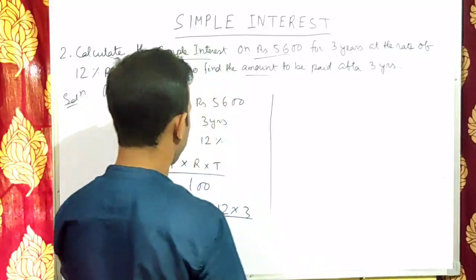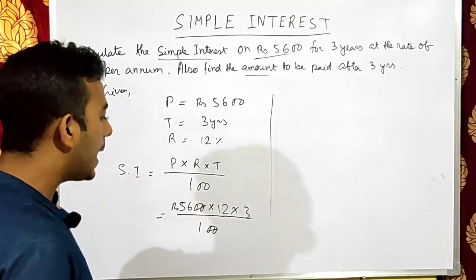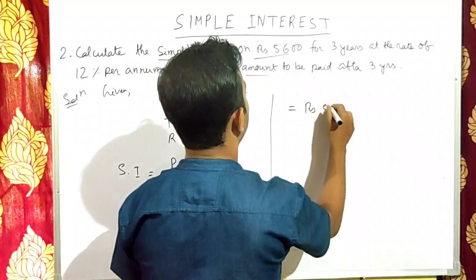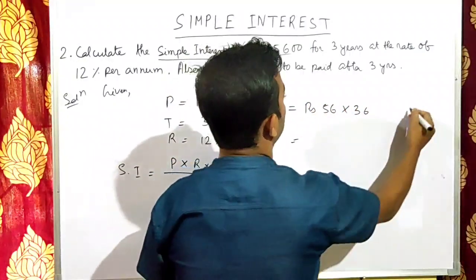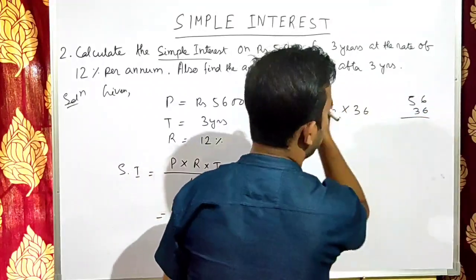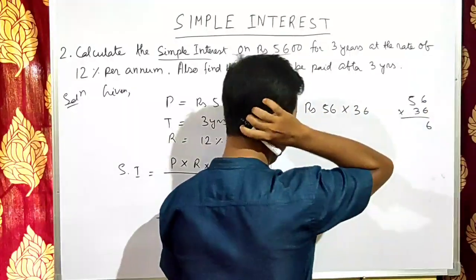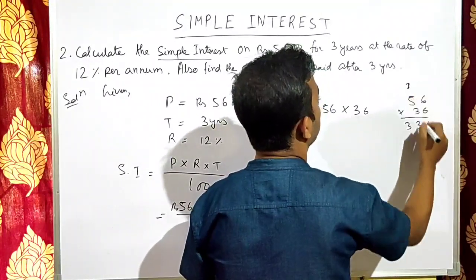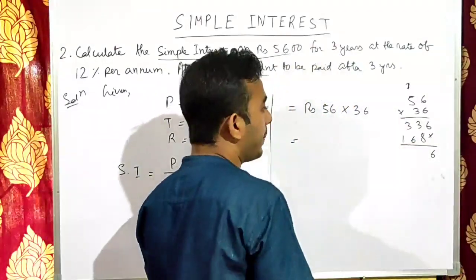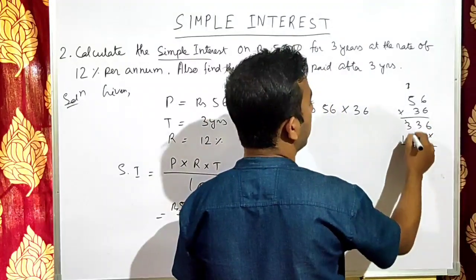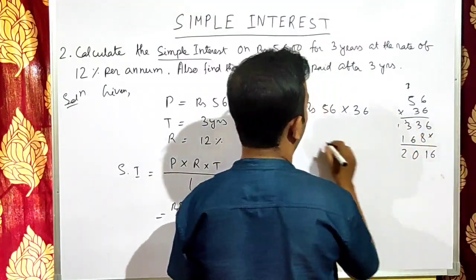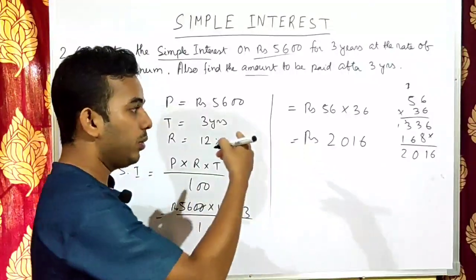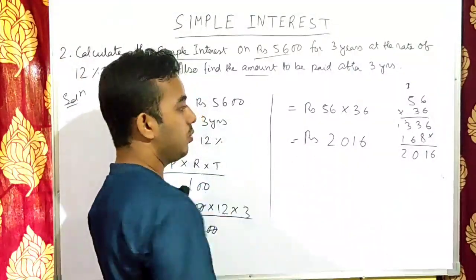So 12 into 3 is how much? 12 into 3 is 36, isn't it? 12 into 1 is 12, 12 into 2 is 24, 12 into 3 is 36. So now we have to multiply rupees 56 into 36. Let's see what is the amount. 6 into 6 is 36, carry 3, 5 into 6 is 30 plus 3, 33. 3 into 6 is 18, carry 1, 5 into 3 is 15 plus 1, 16, 6, 8, 8 plus 3 is 11, 1, 6 plus 3, 9, 10, 1, 2. This is 2016. So the interest is rupees 2016.